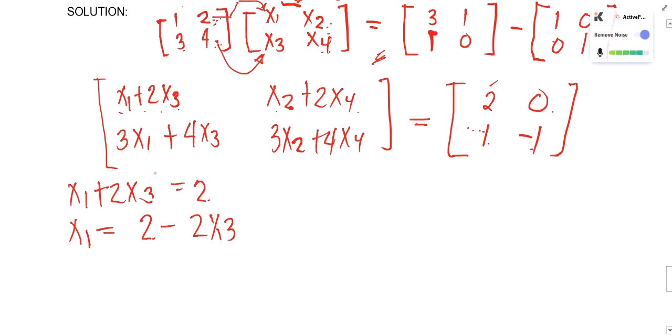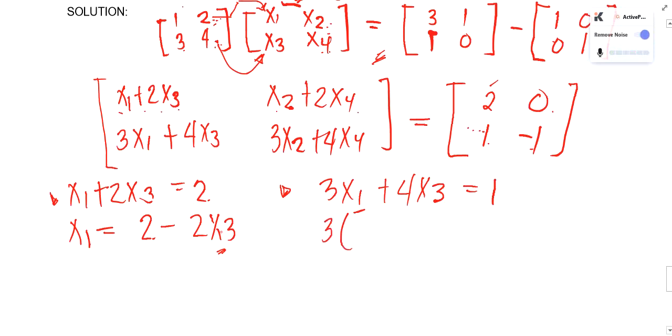So, next, yung second column naman natin. Second row, first column pa rin. Yung 3x1 plus 4x3 is equal to 1. So, meron na tayong value ng x1 in terms of 2x3. So, i-substitute natin yung value ng x1 dito to solve for the value of x3.